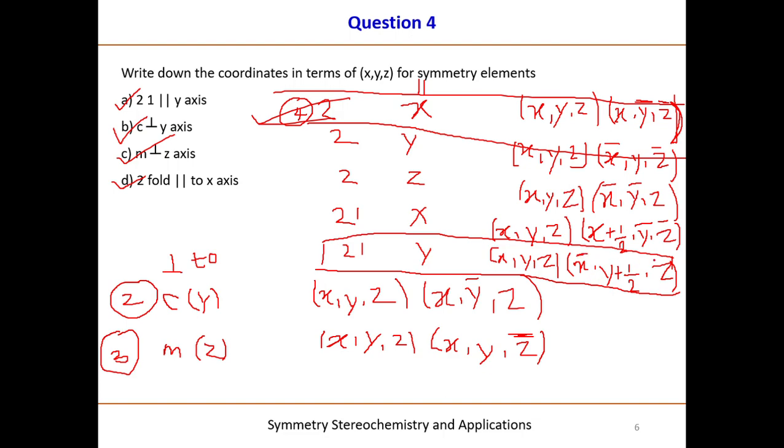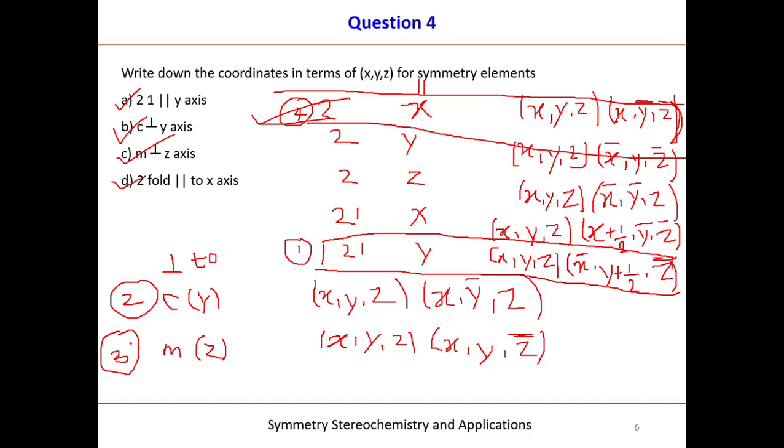This is the answer for the first one. And the second question was there: C is perpendicular to y axis. So we have seen here, if C is perpendicular to y axis, in terms of x, y, z coordinates, we have to write x, comma, y bar, comma, z. So this is the answer for this second question.